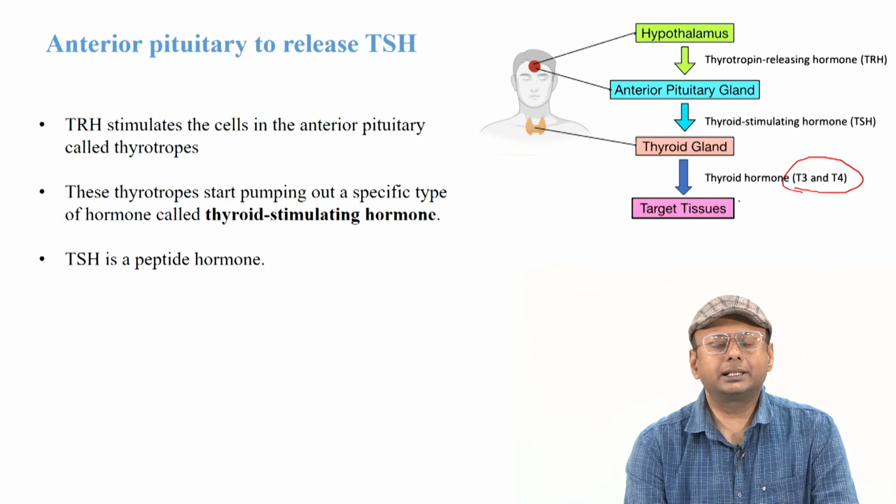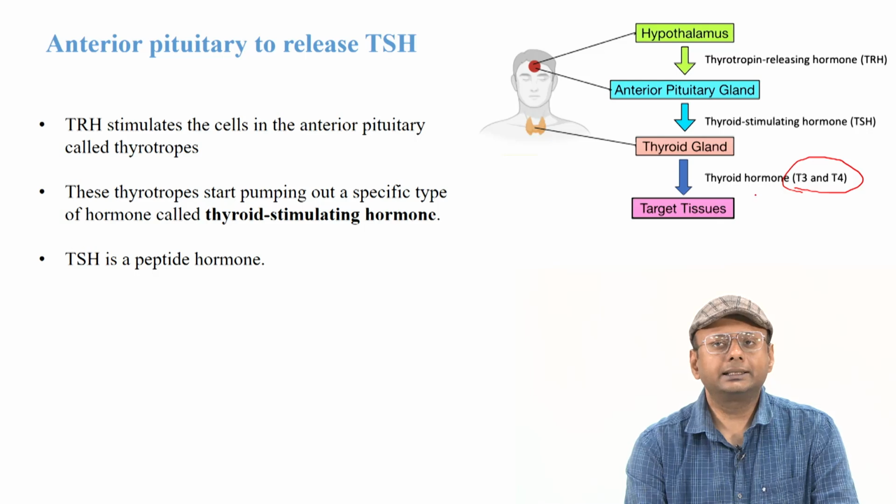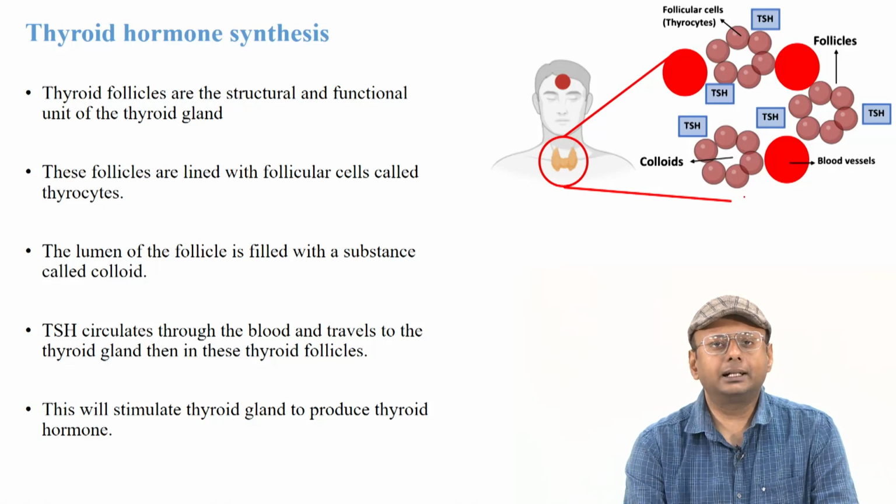And then once the T3 and T4 are synthesized in the thyroid, eventually again it goes out to the bloodstream and to the target tissue for different functions. Important to highlight that TSH is a peptide type of hormone. Now as we said, once the TSH is secreted, TSH comes into the circulation and eventually goes to the thyroid gland.